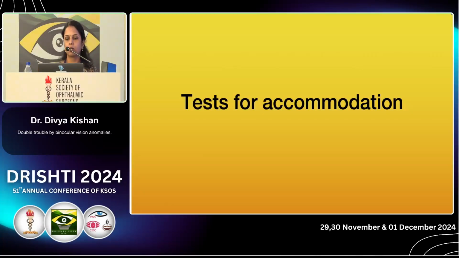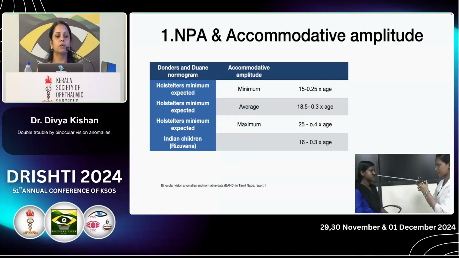Now what are the tests for the accommodation that we do? That would include the near point of accommodation and accommodative amplitude assessment. The near point of accommodation can also be checked by using the RAF rule, and the accommodative amplitude is assessed as age-based. Hofstetter's formula was the one that we used earlier, but for Indian children, Dr. Rizwana et al. has now formulated a formula: 16 minus 0.3 into age. By putting in the age in that, you can get what is a normal accommodative amplitude for the age of the child.